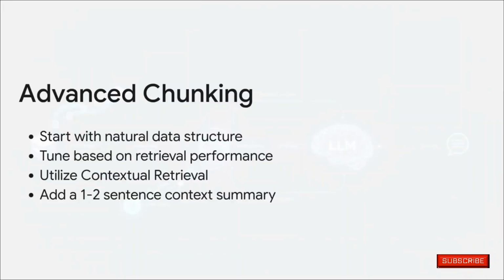For all you aspiring Gen AI engineers out there, mastering advanced chunking is how you really stand out from the crowd. You generally want to start with the natural structure of your data, but you can push the boundaries with techniques like contextual retrieval. This is a brilliant tactic pioneered by Anthropic. Basically, you use an LLM to generate a quick 1- or 2-sentence summary explaining where a chunk fits within the broader document, and you prepend that summary to the chunk before you embed it. It's a game changer for preventing context loss.